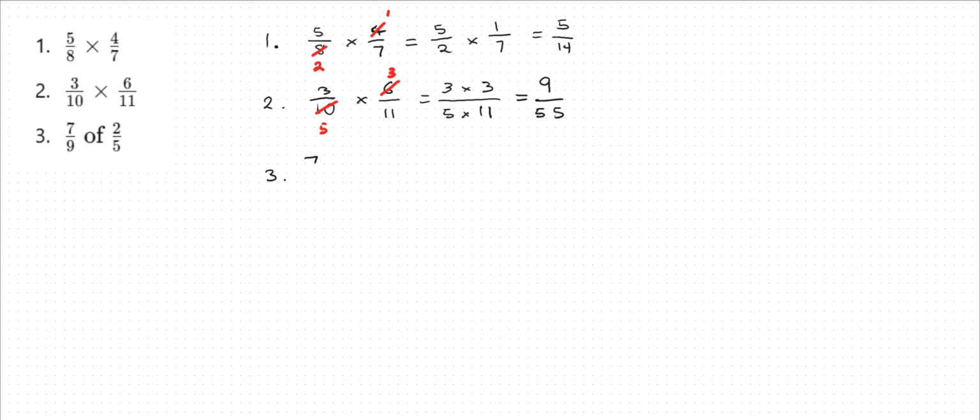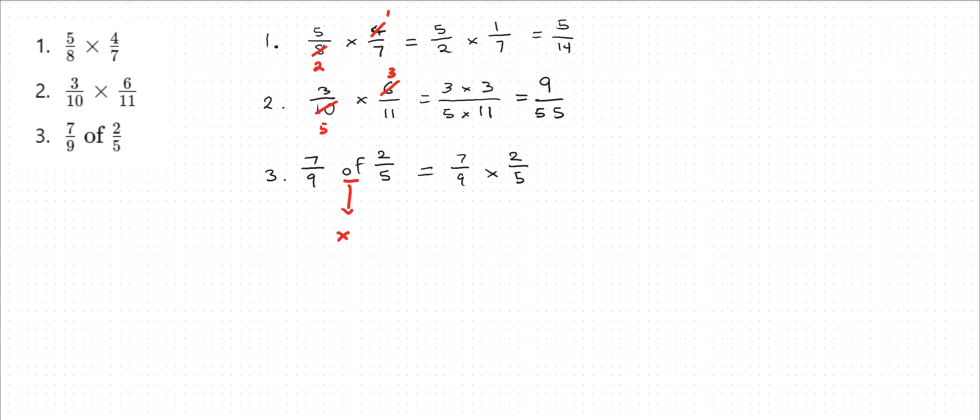Okay, for our third one, we have 7/9 of 2/5. Now, whenever you see this "of", you should always be thinking that this means multiplication. Okay, 7/9 of 2/5 just means 7 over 9 multiplied by 2 over 5.